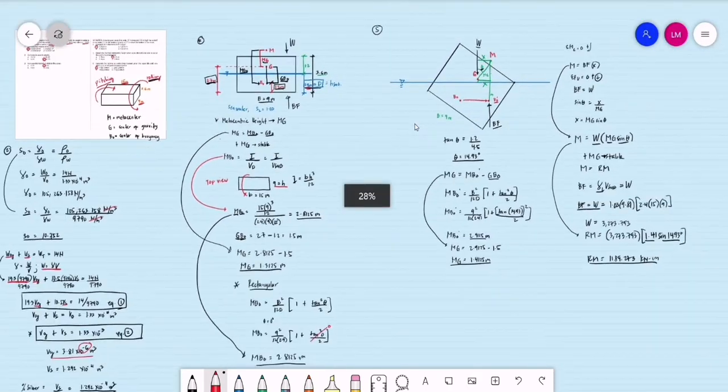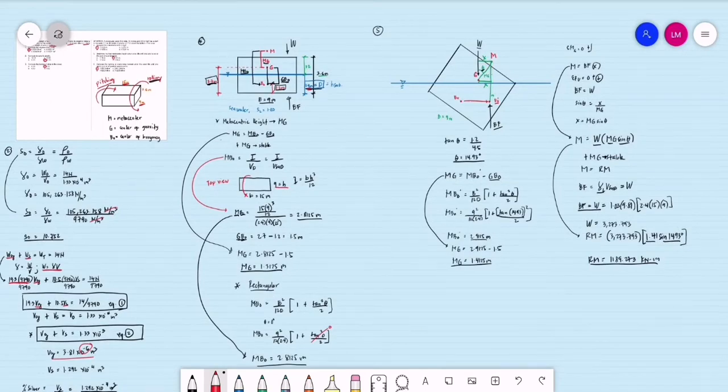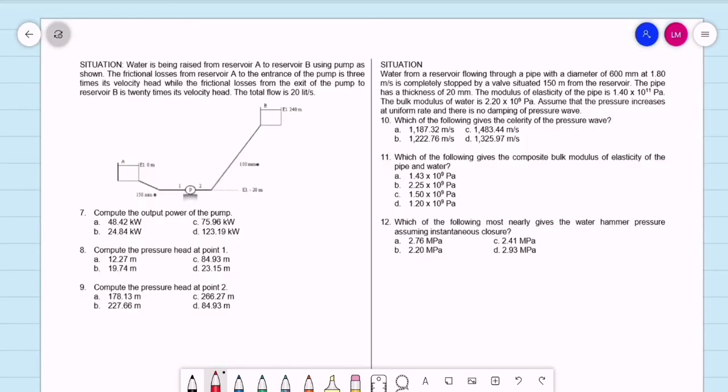So this is a topic, stability of floating bodies. Dito naman tayo sa problem 7.2, 9. Water is being raised from reservoir A to reservoir B using pump as shown. The frictional losses from reservoir A to the entrance of the pump is 3 times its velocity head, while the frictional losses from the exit of the pump to reservoir B is 20 times its velocity head. The total flow is 20 liters per second.